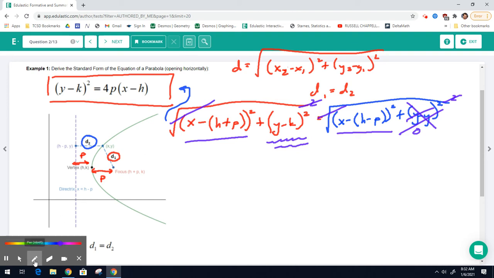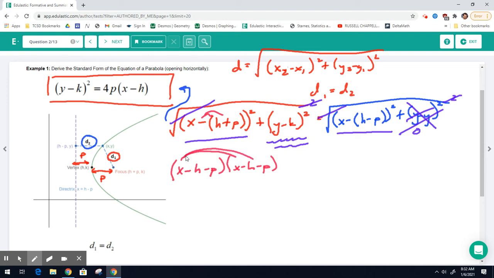So this is where your algebra skills come into play. So I'll start with the red one first, right? Let's distribute the negative sign, and let's write it twice. So when I distribute the negative sign, I get x minus h minus p, and I'm going to write it twice because it's squared. And now we're going to distribute this all out. And what it means is everything in the first parenthesis gets multiplied with everything in the second parenthesis. So x to x, x to minus h, x to minus p. So we're going to get, let's do it here, x squared minus xh minus xp.